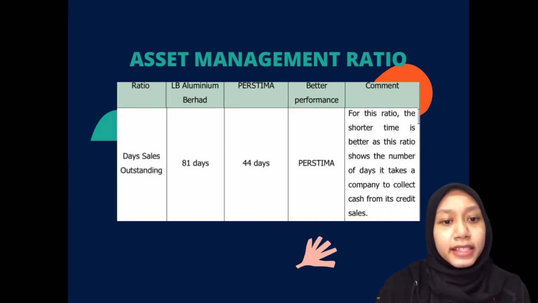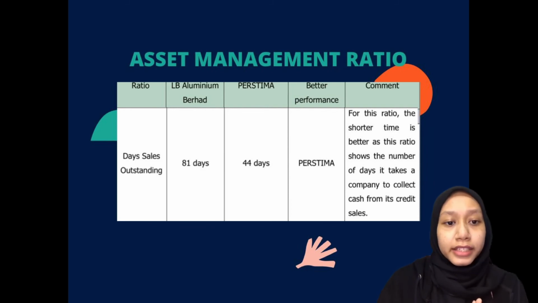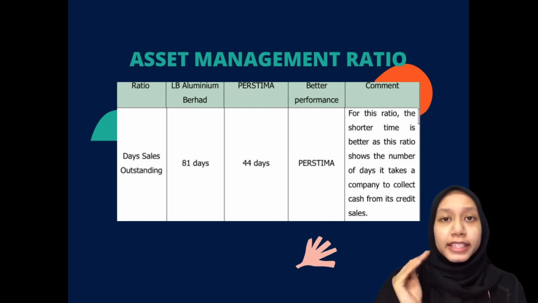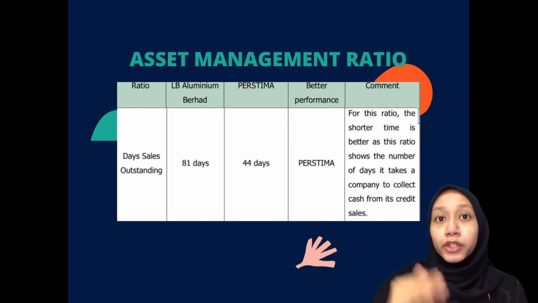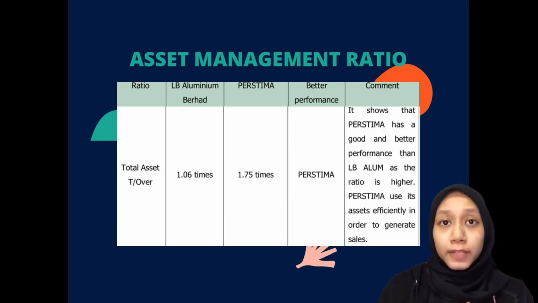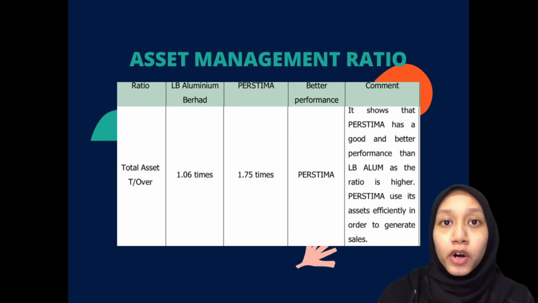So, next is asset management ratio. As you can see in the slide, the days sales outstanding for the LB Aluminium Berhad is higher than Perstima. So, for this ratio, the shorter time is better. Last but not least, in asset management ratio, we have total assets turnover. So it shows that Perstima has a good and better performance than LB Alum, as the ratio for the Perstima is higher than the ratio for LB Alum.